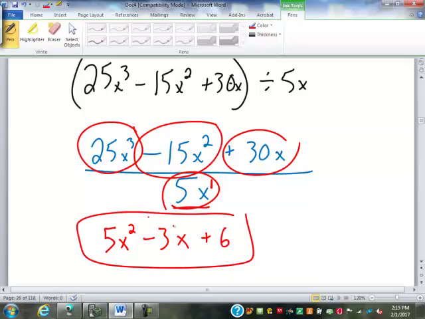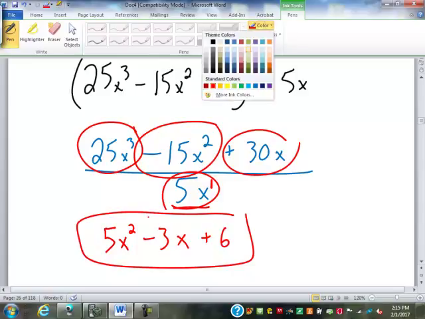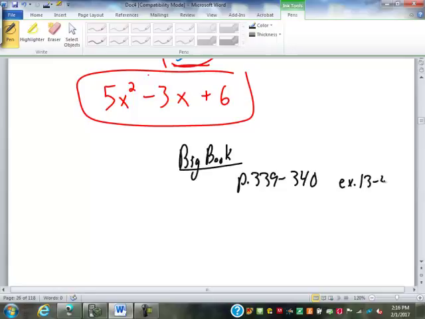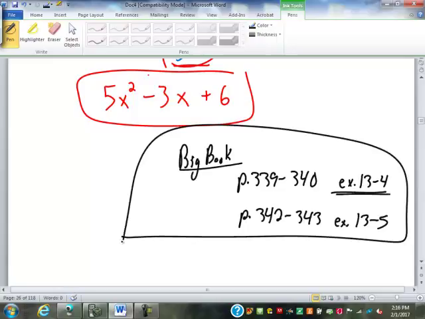Okay. So that's kind of a quick review of the stuff we did last class. I believe I gave you pages 333, 334 out of the big book, and then 335, 336. You will continue when work time comes around here. Still in the big book. You'll be working on pages 339 through 340. That is exercise 13-4. And page 342 through 343, exercise 13-5. So that's kind of just wrapping up the stuff we did last Friday.